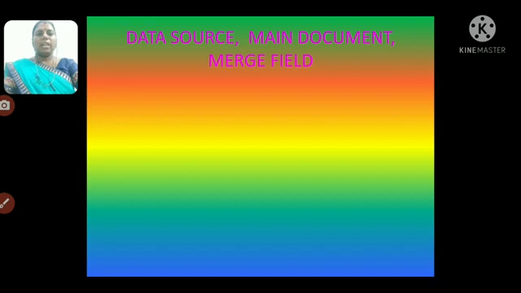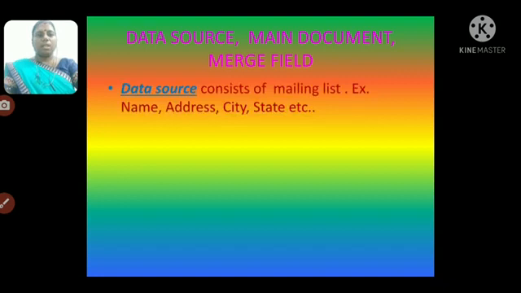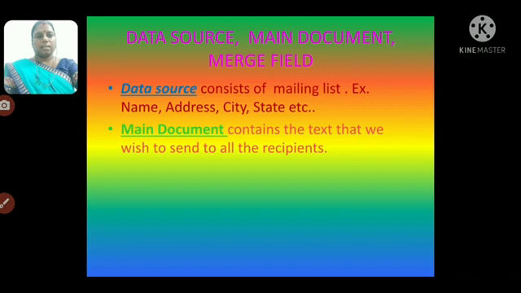Data source, main document, merge field. There are three features here. Data source. Data source consists of a mailing list. Example, name of the person, address, city, state, etc.